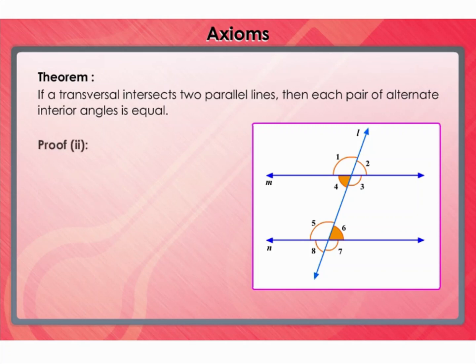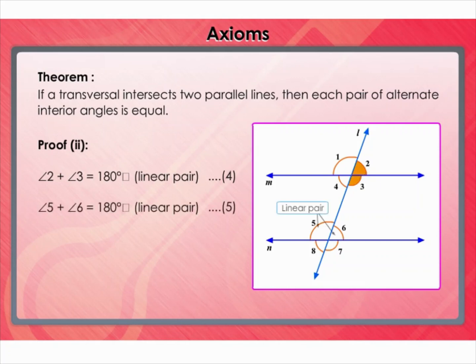Now let's prove the second part. From the figure, angle 2 and angle 3 form a linear pair, and angle 5 and angle 6 form a linear pair.